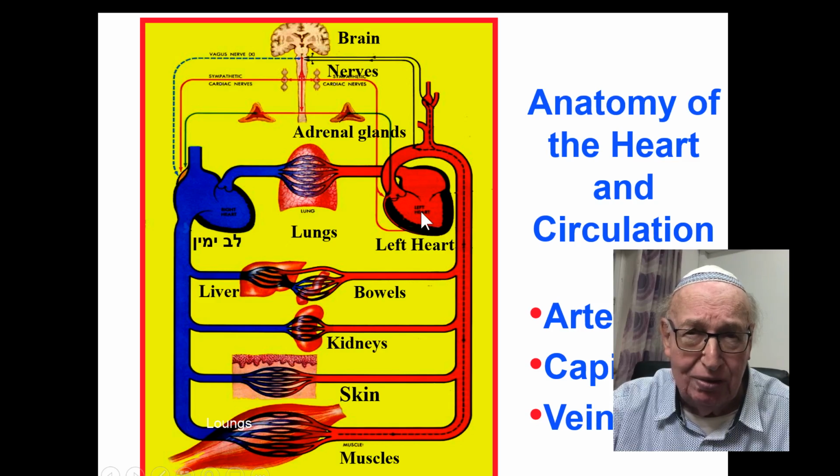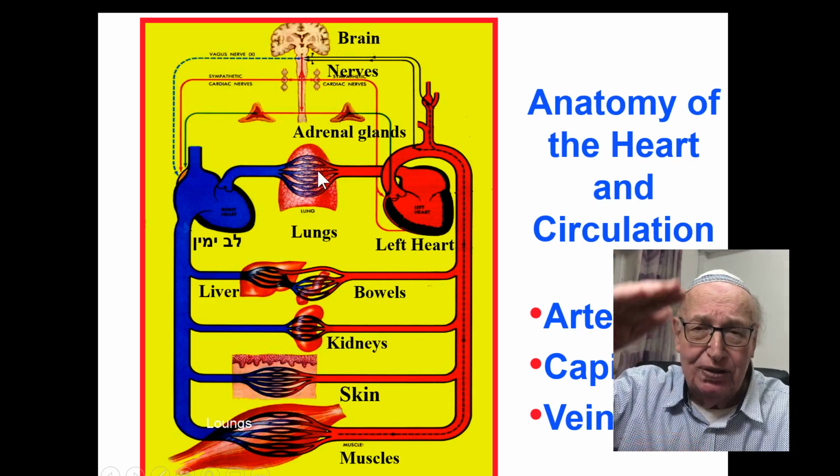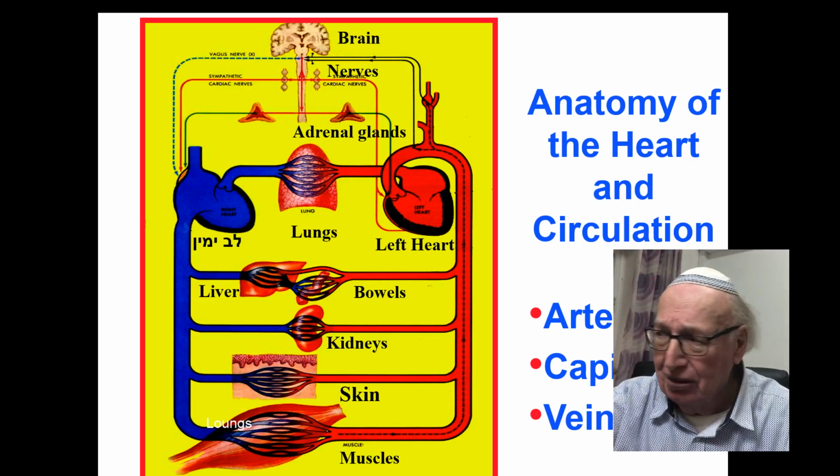The pressure here is 120 because it has to supply the entire body. The pressure here is 20 because it only has to supply the lungs, where the area or the surface or the height of the lungs is not so great.